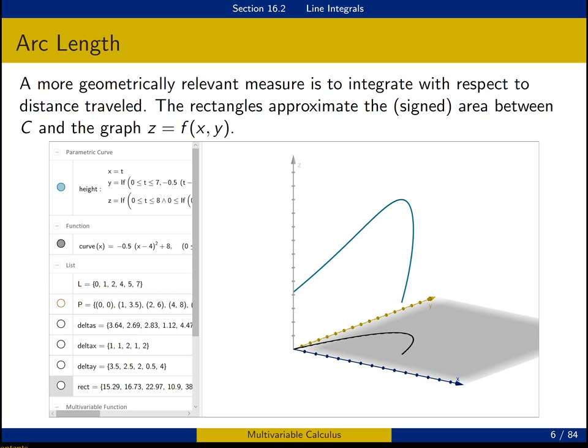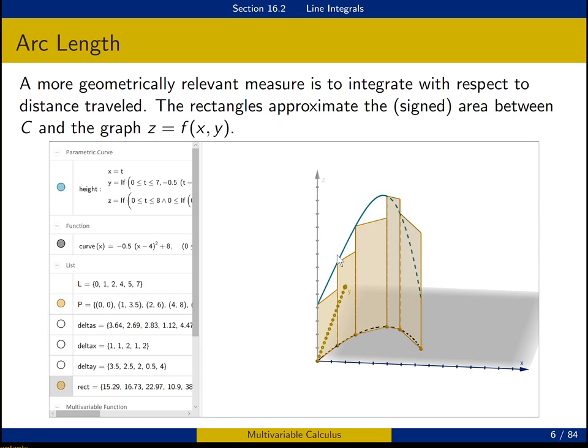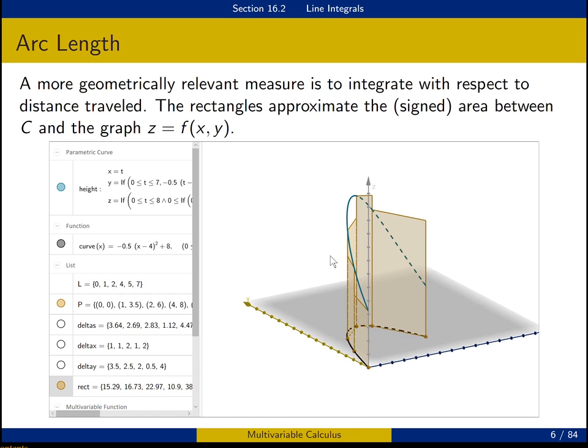How would we compute this geometric area? Well, we could take some test points along the curve and subdivide it, like this. And then, over each little subinterval, we could build a rectangle. If we added up these rectangles, we should have an approximation of the area underneath the curve.